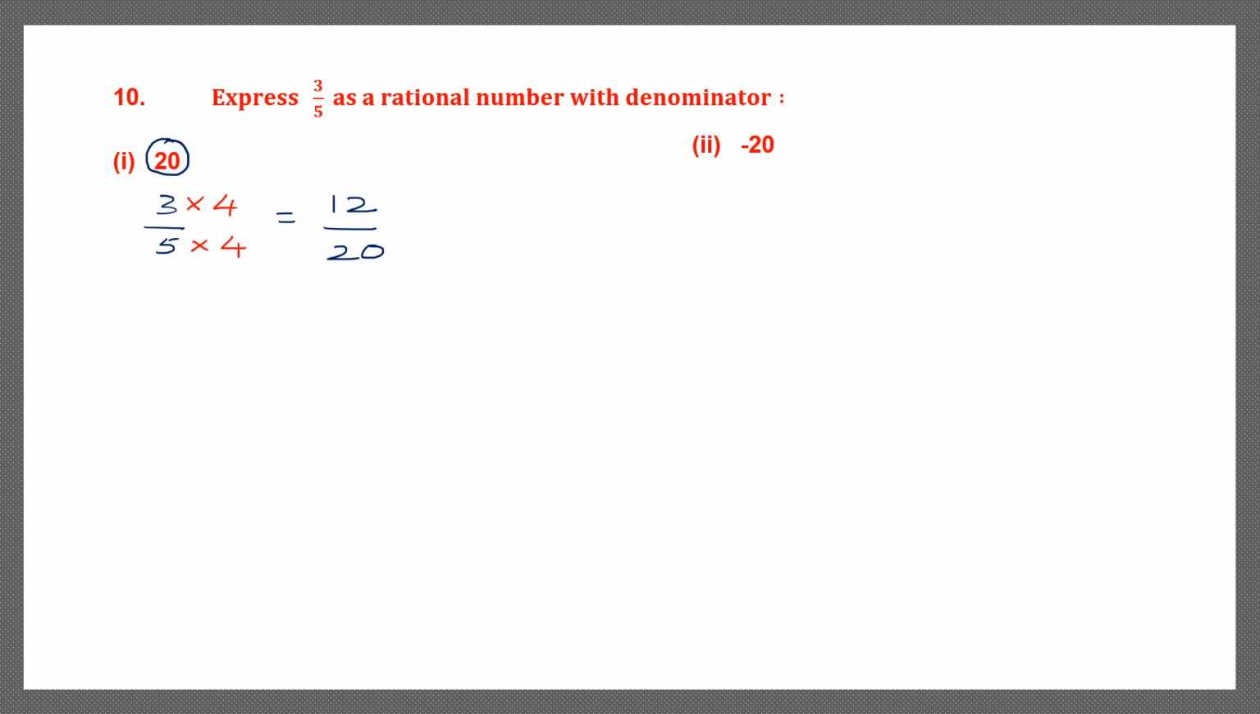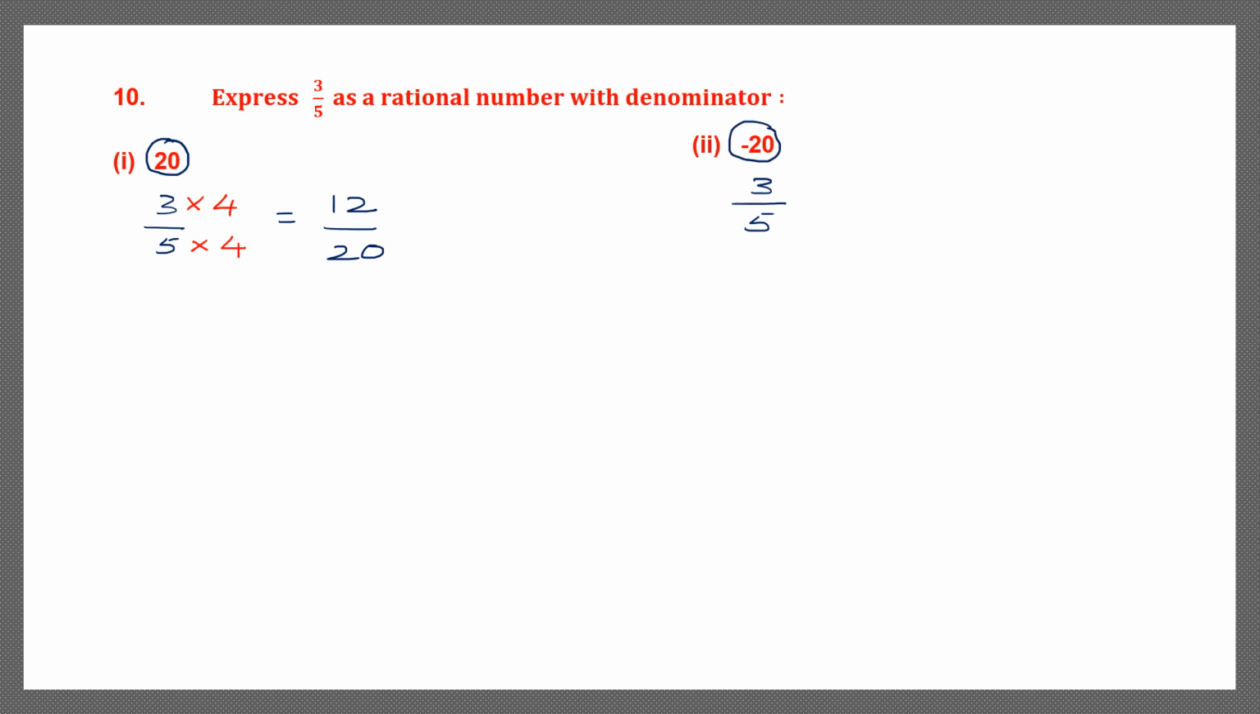Question 2. Now we have to express 3 by 5 as a rational number with denominator minus 20 this time. So let's take the fraction first. Now what is the fraction? 3 by 5. The denominator is 5, but we have been asked to make it minus 20.